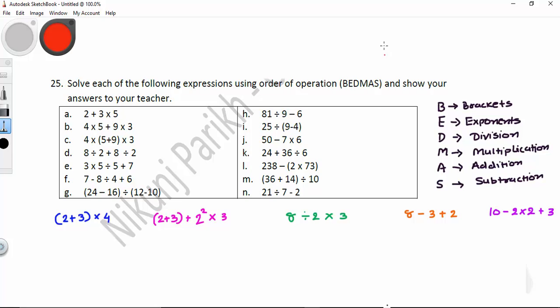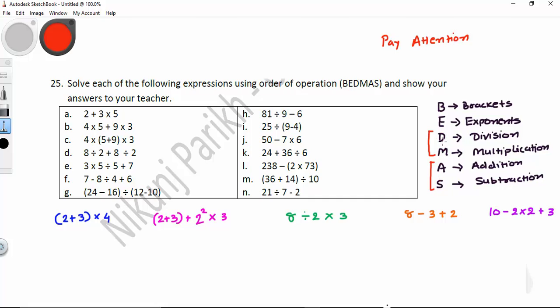This is the sequence that you have to follow. Now pay attention. When we have multiple operations, the highest priority goes to brackets. Then the priority goes to exponents. But division and multiplication have the same priority. Similarly, addition and subtraction have the same priority. Now, what does that mean?